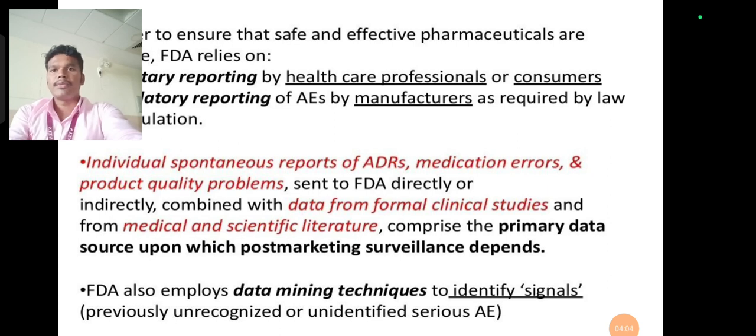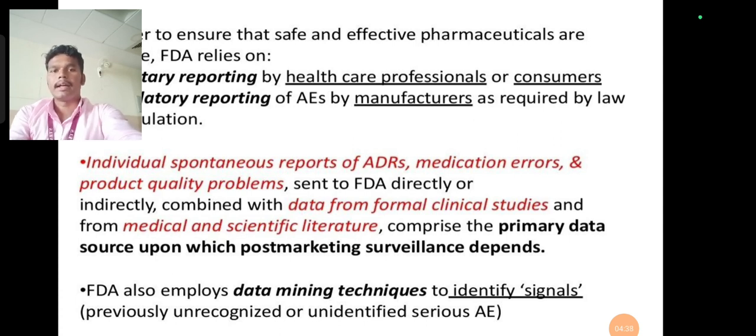And injury from product quality problems is of interest to the FDA, which has regulatory responsibility for oversight of product quality control and quality assurance during the manufacturing and distribution process. So individual spontaneous reports of ADRs, medication errors, and product quality problems sent to the FDA directly or indirectly, combined with data from formal clinical studies and from medical and scientific literature, comprise the primary data source upon which post-marketing surveillance depends.